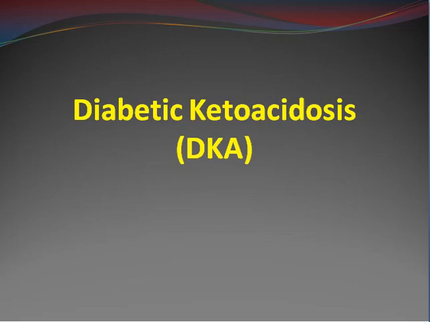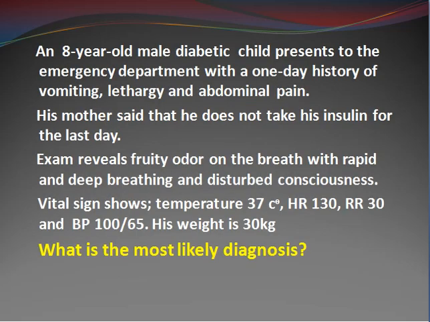Another important complication of diabetes is diabetic ketoacidosis. Let us discuss diabetic ketoacidosis as a clinical case. We have an 8-year-old male diabetic child presented to the emergency department with a 1-day history of vomiting, lethargy, and abdominal pain. His mother said that he has not been taking insulin for the last day. Examination revealed fruity odor from his breath with rapid and deep breathing and disturbed consciousness level.